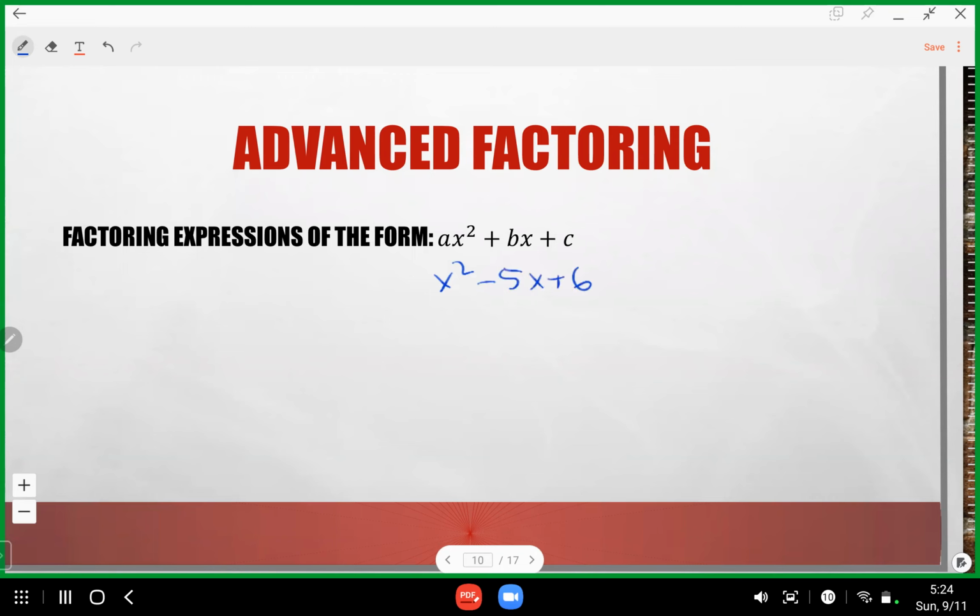If you factor this, the factors of 6 that add up to -5 are -2 and -3, so you get x minus 3, x minus 2. Quite easy. But now you're going to have to add a 3 in front of this. I don't even know if that's factorable, but you're going to have things like this with a 3 in front of the x. You can't use that same method, right? So what do you do?